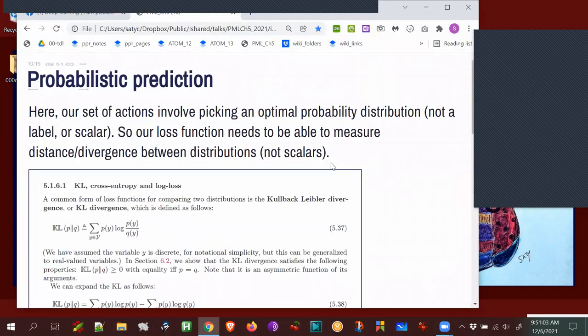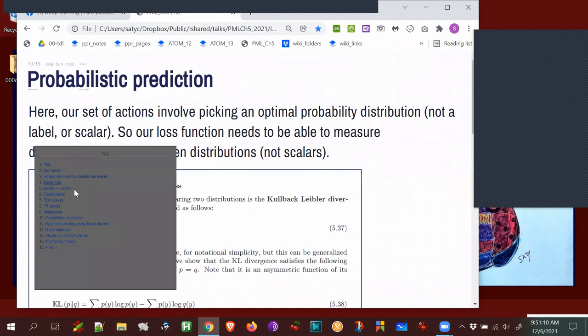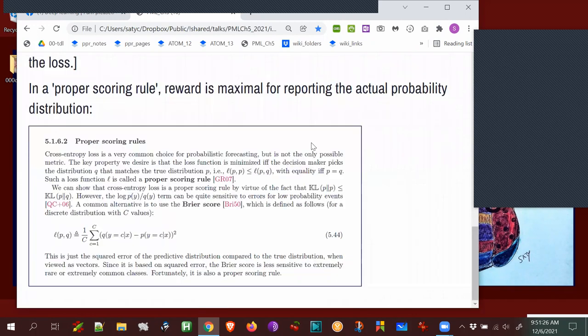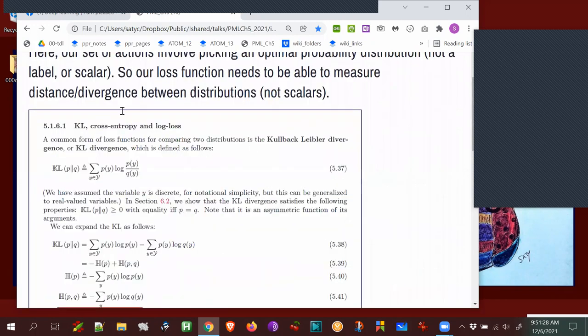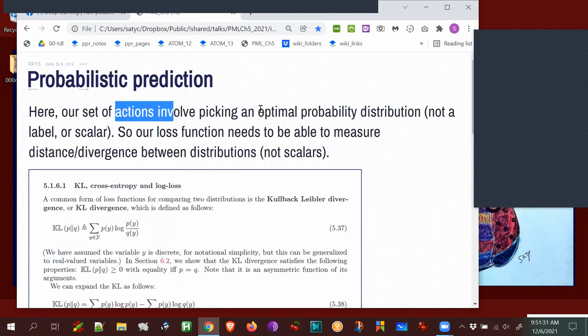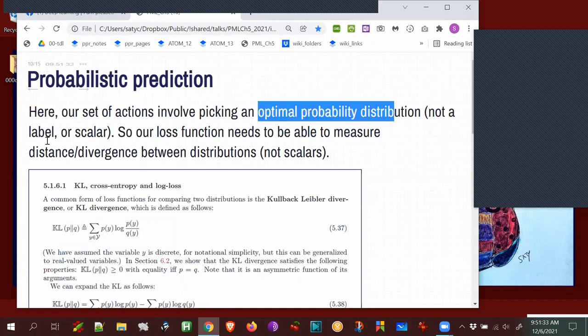So then what about probabilistic predictions? Meaning, what about predicting probability distributions? Once again, just to remind you, we've looked at taking actions, predicting a label, like picking the best label, and then picking linear regression parameters. But what about, given a bunch of distributions, maybe just two different probability distributions, which one is better than the other? How would you pick the best probability distribution? So that's going to be an action. What is the optimal probability distribution? We're not picking a label, or numbers like slopes and y-intercepts.